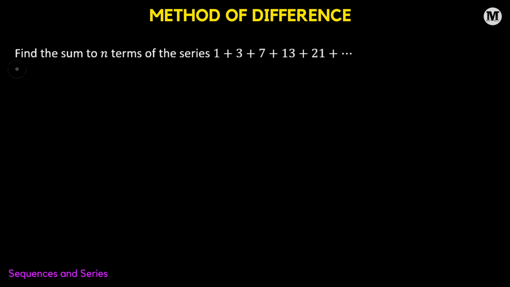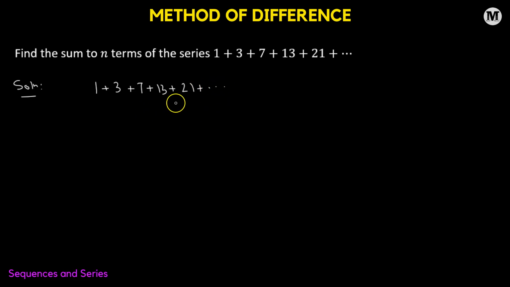Find the sum to n terms of the following series. Let us begin. So here we have a series with first term being 1, followed by the second term, that's 3. Then we have 7, then we have 13, followed by 21 and the rest of the terms.